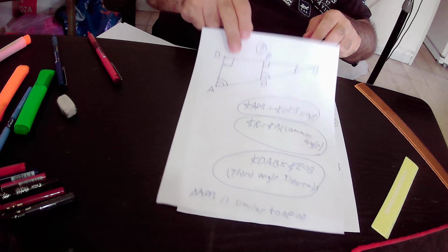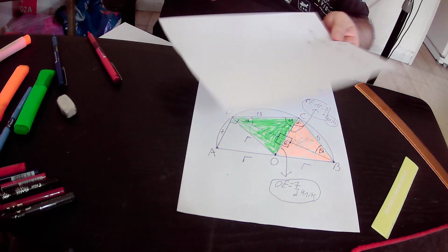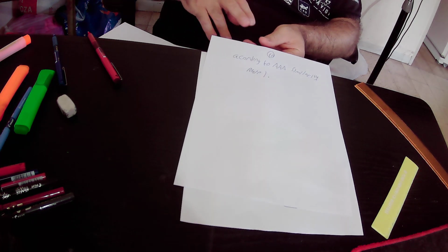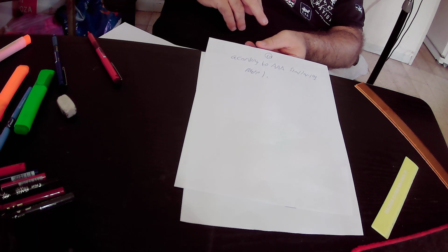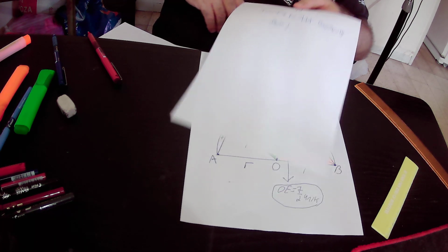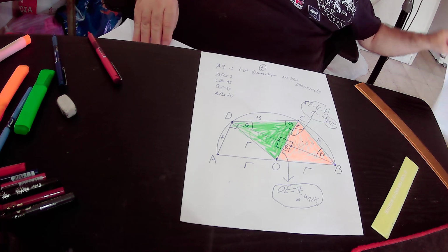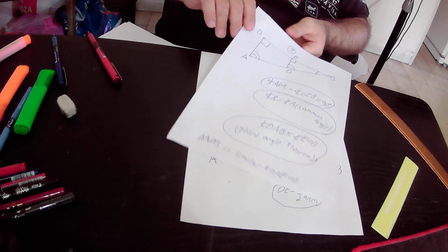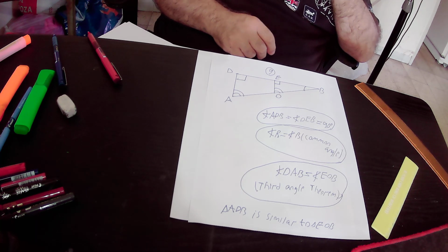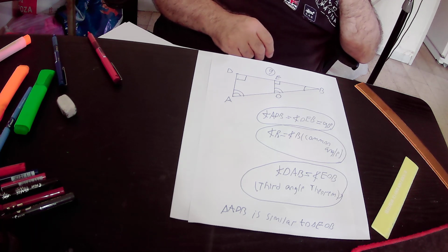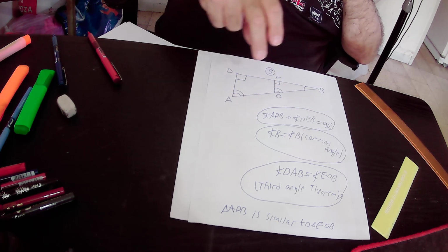And from this similarity, according to angle similarity, the big triangle, triangle ADB, is similar to the small triangle, triangle EOB. So from this similarity, the following relationship exists between the sides of those two similar triangles. The relationship is OB over AB equals OE over AD.